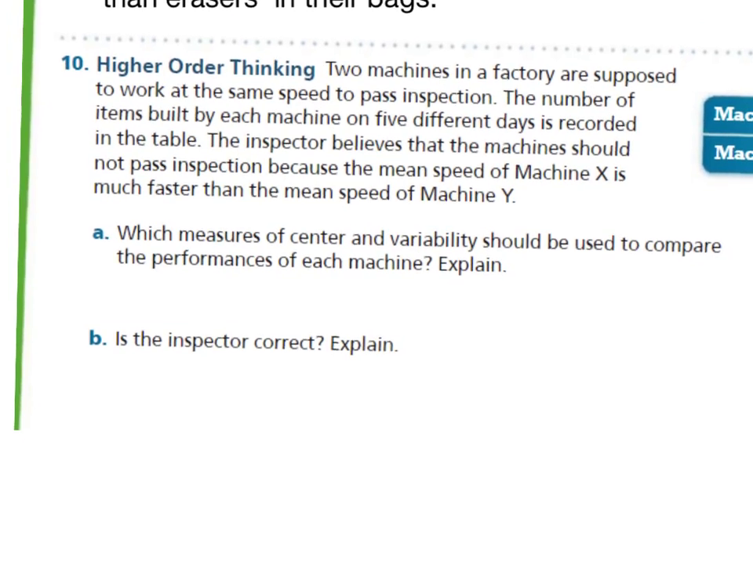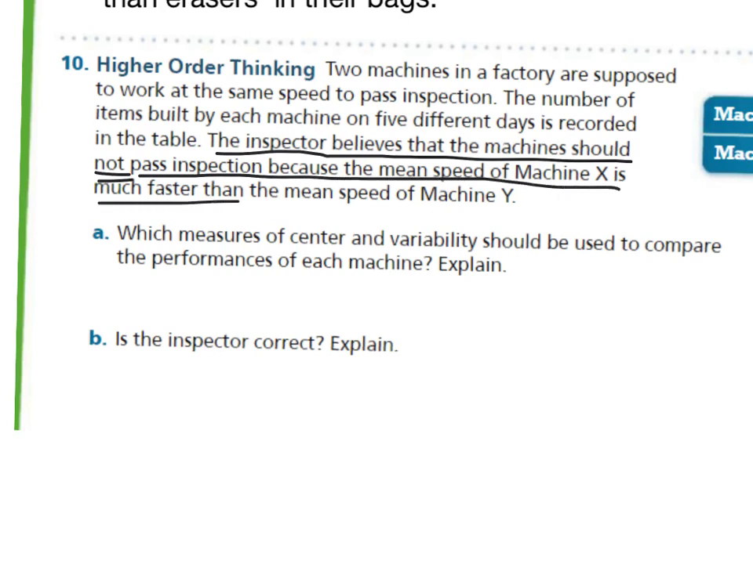Number 10, 2 machines in a factory are supposed to work at the same speed to pass inspection. The number of items built by each machine was recorded on 5 different days. The inspector believes the machines should not pass inspection because the mean speed of machine X is much faster than the mean speed of machine Y. So which measures of center and variability should be used to compare the performances of each machine?